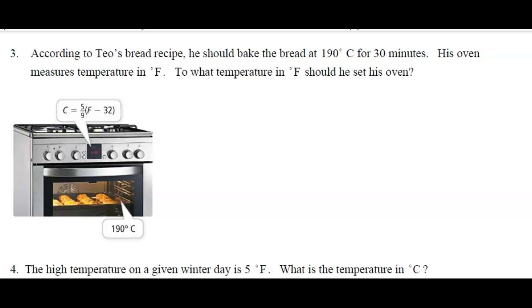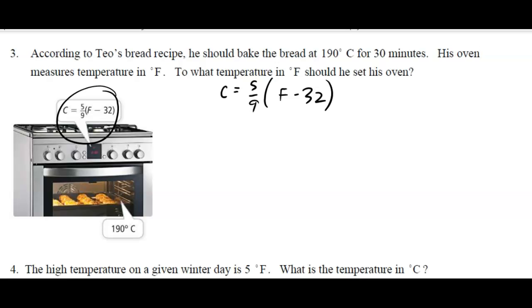So it says, according to Theo's bread recipe, he should bake the bread at 190 degrees for 30 minutes. His oven measures temperatures in Fahrenheit. So what temperature in Fahrenheit should he set his oven? Well, they give us the formula over here. So what we need to do is solve for Fahrenheit. Okay? And you can switch these back and forth.